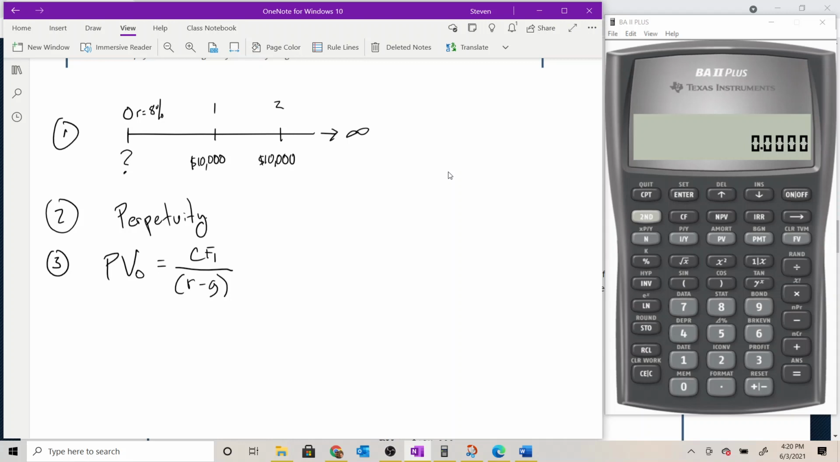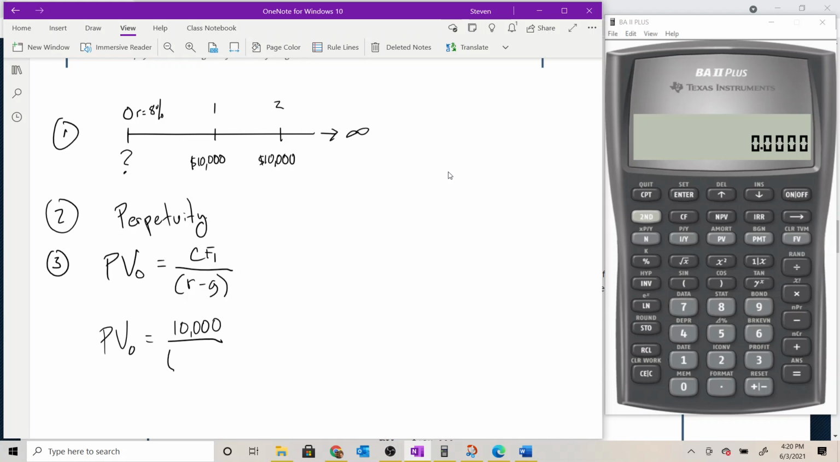R is our interest rate. That's our discount rate of 8% in this case. And then G is the growth rate in cash flows. That is the rate of change from one cash flow to the next. In this particular problem, that's 0. So our present value at time period 0 is equal to the cash flow one period later. In this case, that's 10,000.